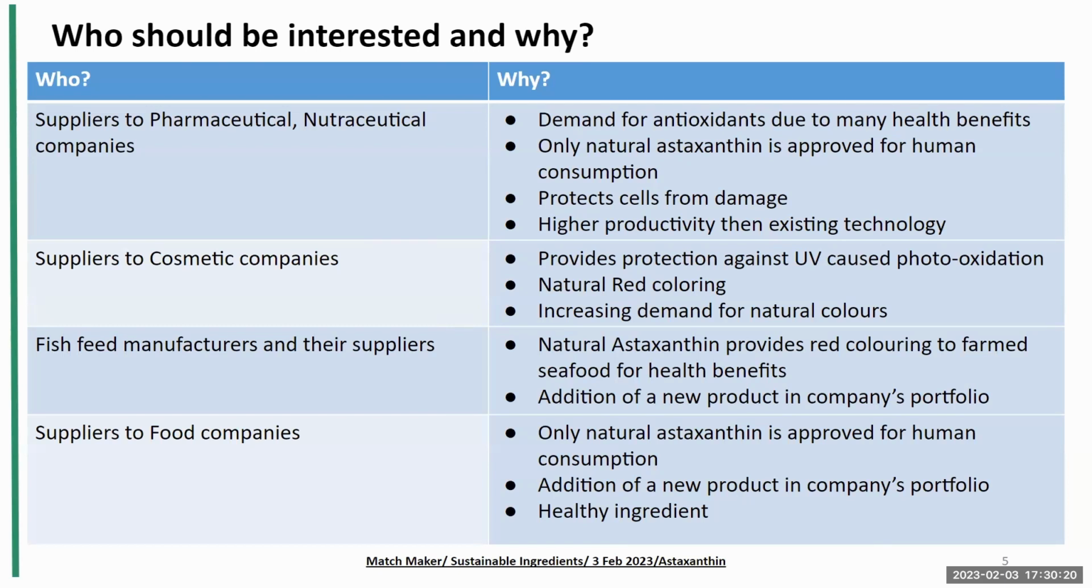that causes phototoxicity. It is also required as a natural coloring, as demand for natural colors is increasing, and fish feed manufacturers and their suppliers can have a stake in using these products. Addition of products to a company's portfolio could also be done. Suppliers to food companies: only natural astaxanthin is approved for human consumption, so it is a new product in the company portfolio, a healthy ingredient that can be used if they use natural astaxanthin. Next, please.